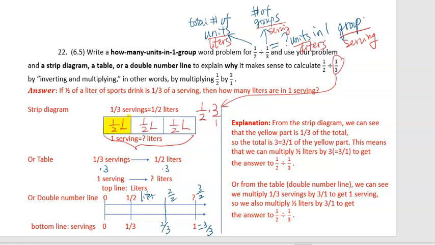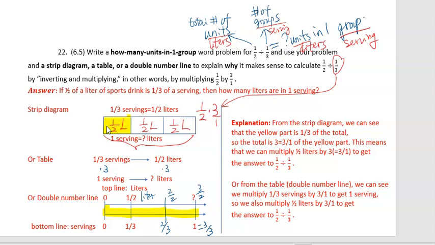For the double number line, it's also very similar. So first you draw 1/3 serving corresponds to 1/2 liter. And then, how do we get one serving? So you're going to draw 2/3, about the same size. So that's 1/3 from here to here, and 2/3. The size is a little bigger, and then 3/3. That will give us one serving.